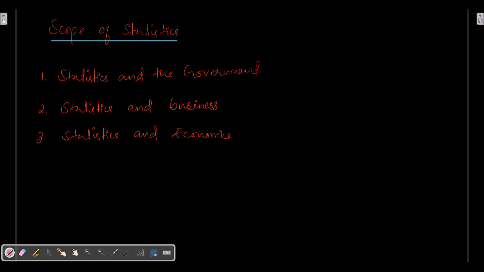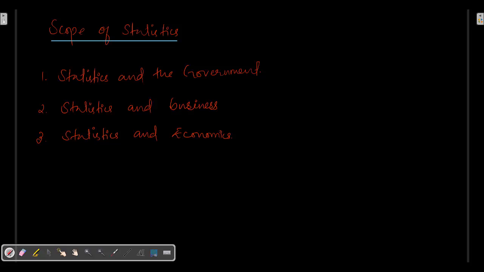You can write more of it. Statistics in the government, statistics in business, statistics in economics. You can also write statistics in environment, banking, trade, education, anywhere where you can relate statistics with. So these are the scope of statistics.